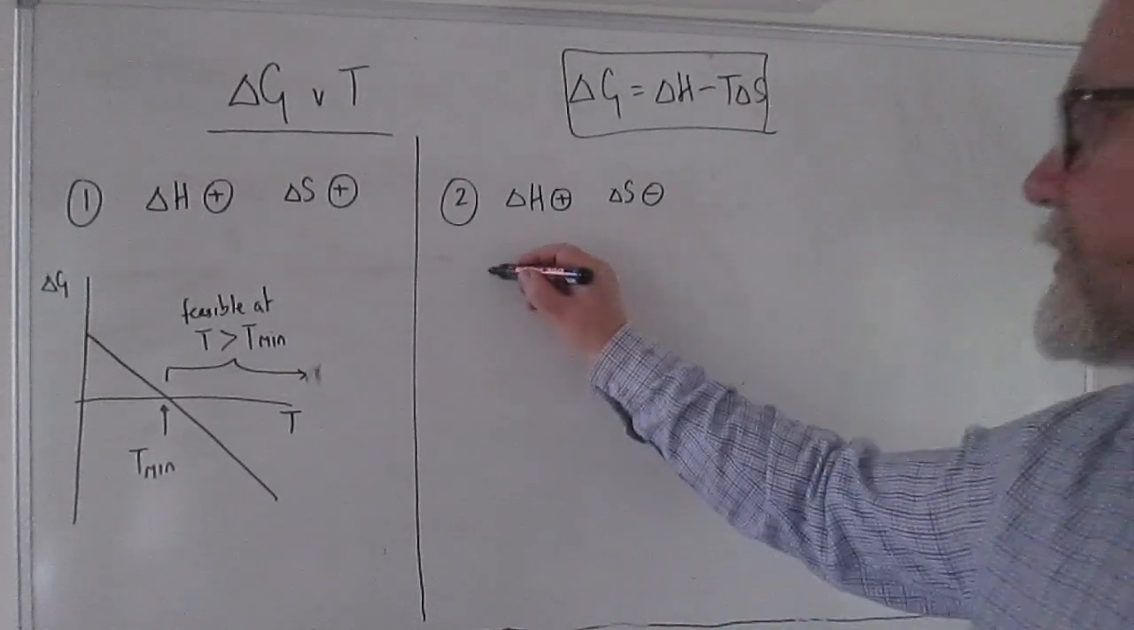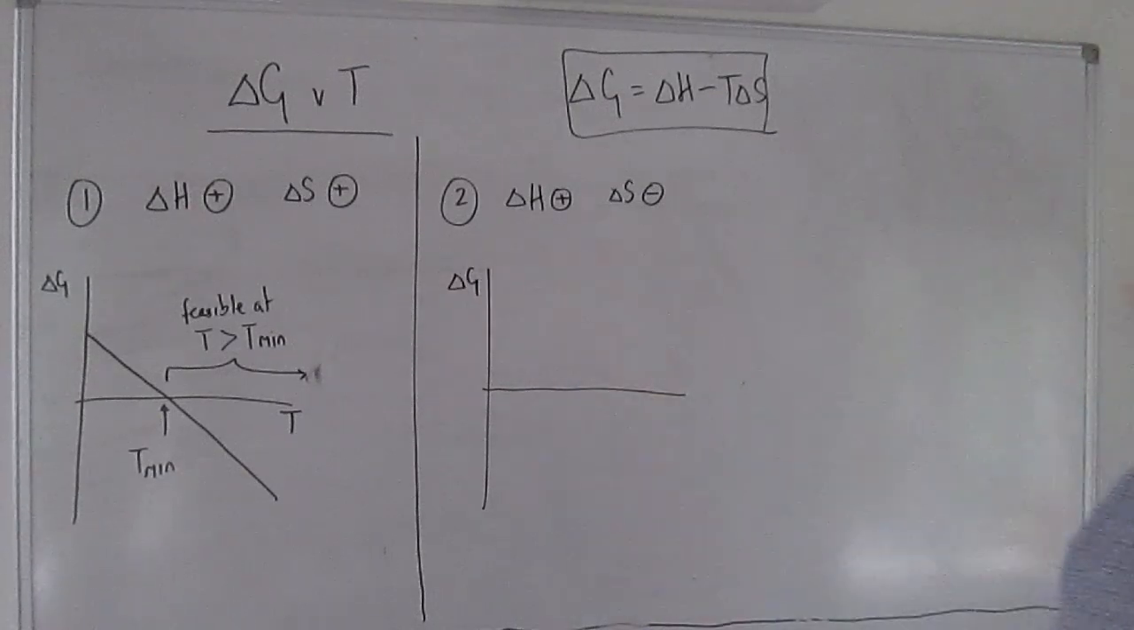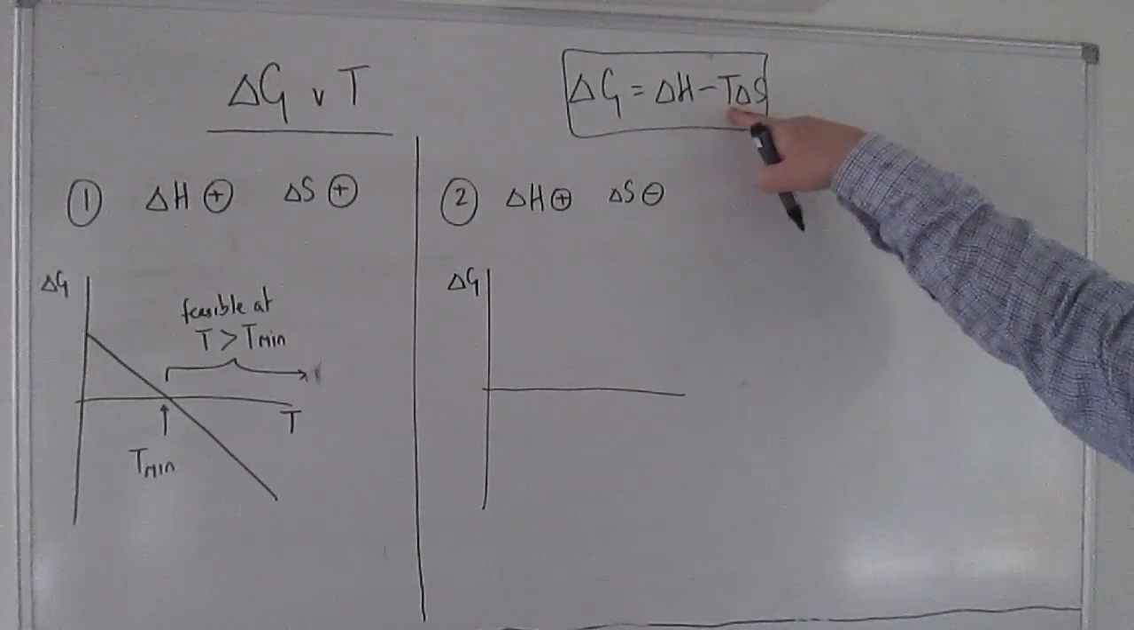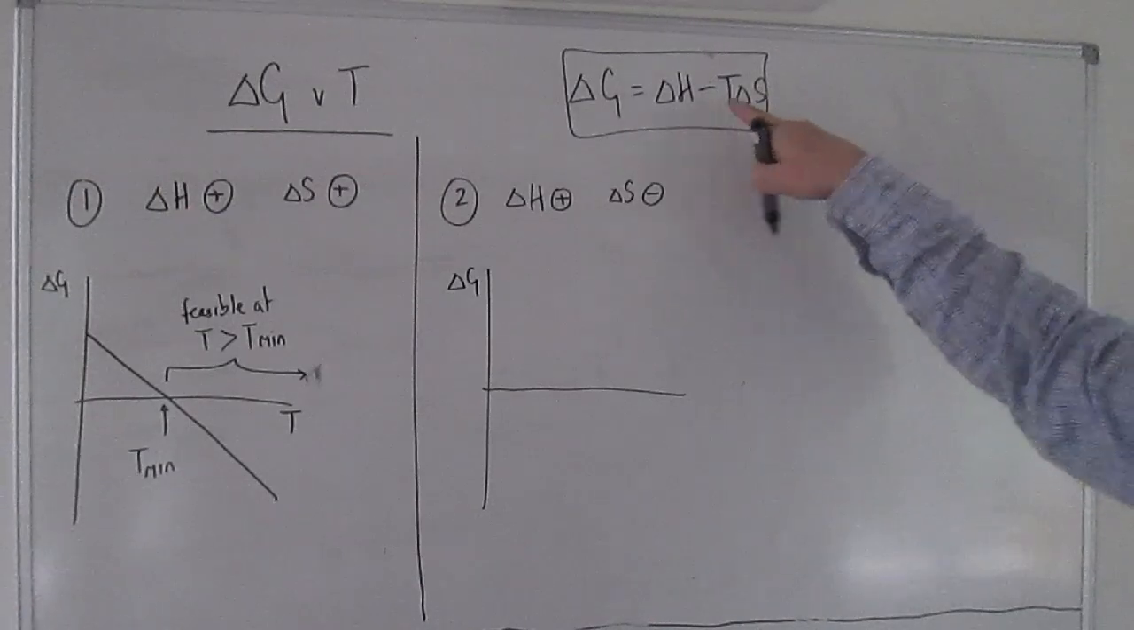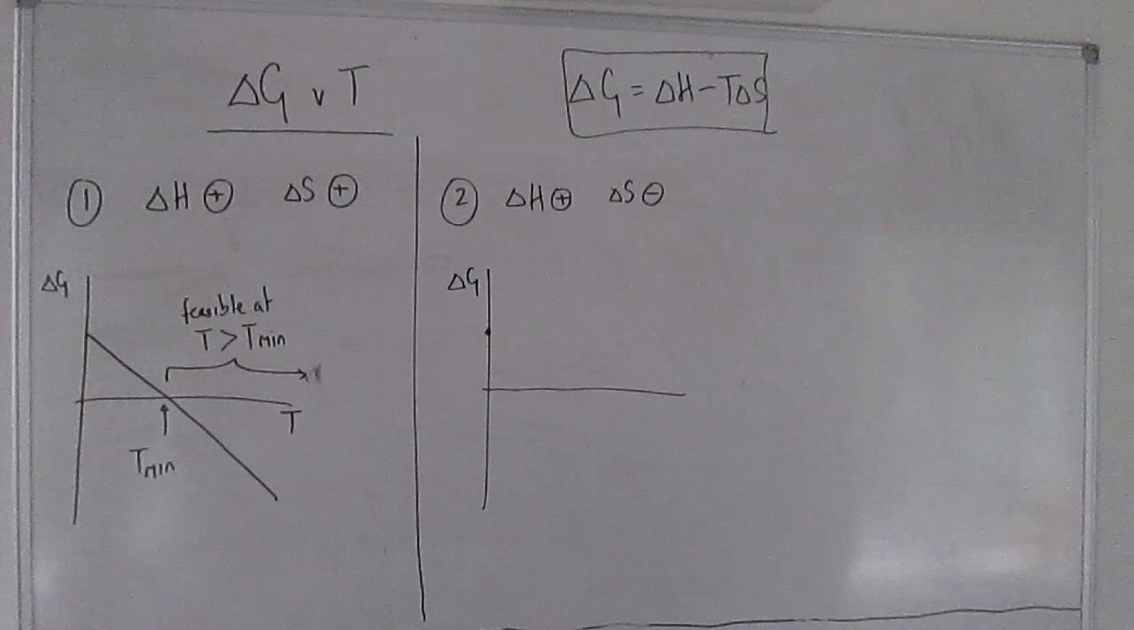So let's see how that would work out. So we can draw the same kind of graph. So again, when T is 0, at absolute 0, that whole term vanishes. So delta G is equal to delta H, which is, as we said, positive.